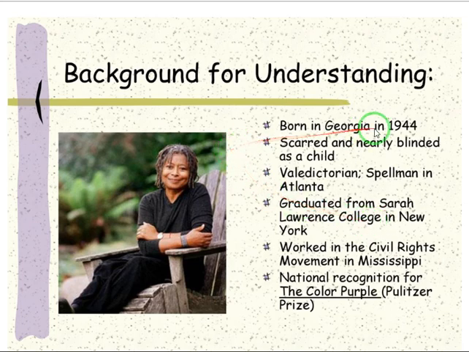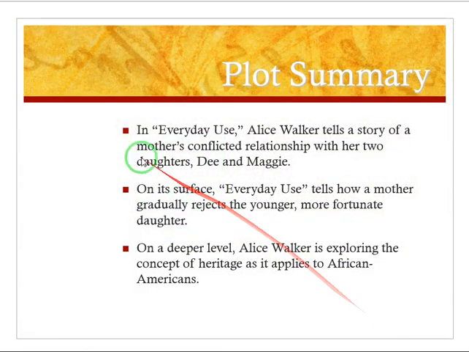Alice Walker was born in Georgia in 1944, and as a child she was scarred and nearly blinded. She worked in the civil rights movement in Mississippi and she won a Pulitzer Prize. In Everyday Use, Alice Walker tells a story of a mother's conflicted relationship with her two daughters, Dee and Maggie.